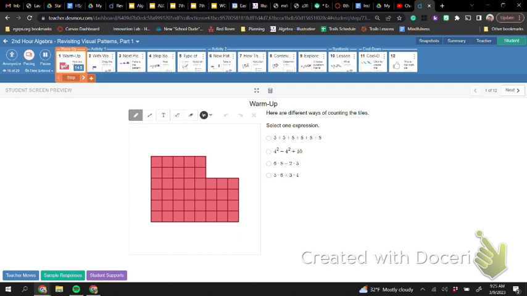You're going to notice there's 4 expressions. You're going to pick the one that you see. Which expression do you see there? Start by looking at that picture and being able to describe what you see, the shape. And then look for the expression that matches what you see.